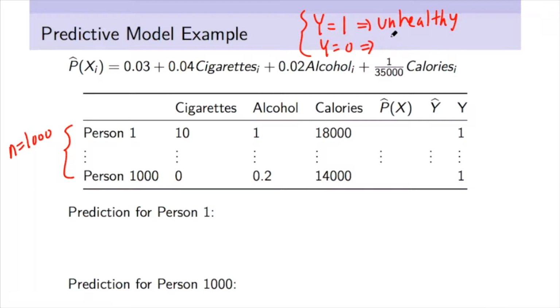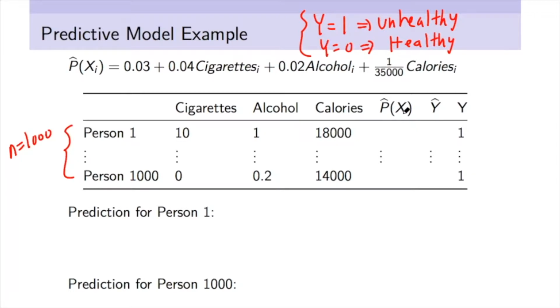And y equals 0 means they're healthy. Okay, so here on the last column, we have the label for whether they're healthy or unhealthy. So y equals 1, person 1 is unhealthy, and also the last person, person 1000, is also unhealthy. Now you'll notice I have the fourth and fifth column. I haven't entered any data, and that's what we're going to figure out using our predictive model.